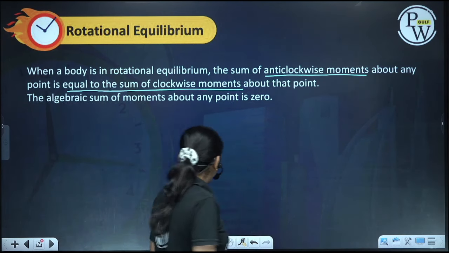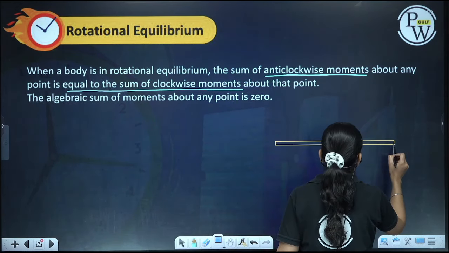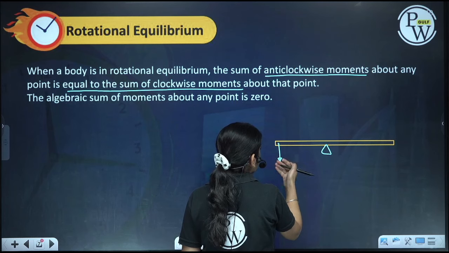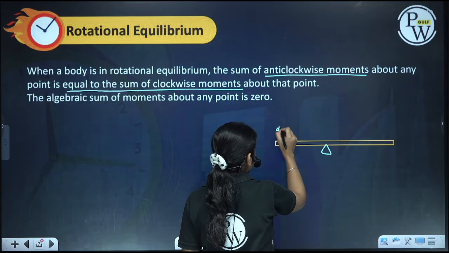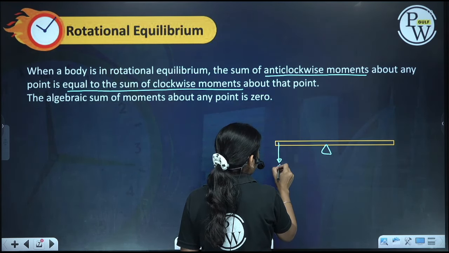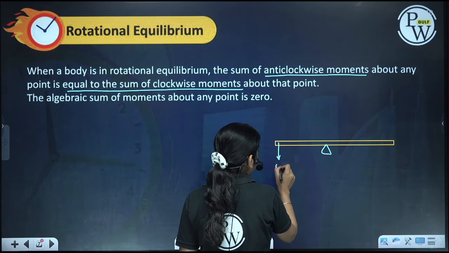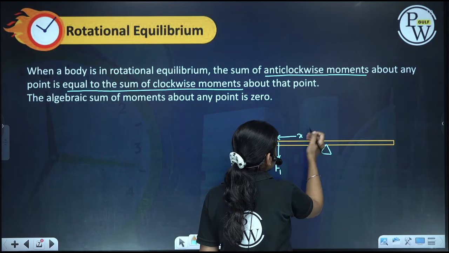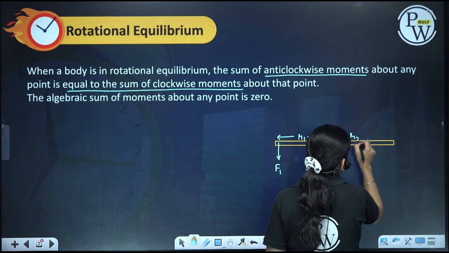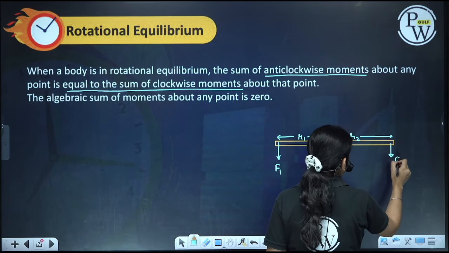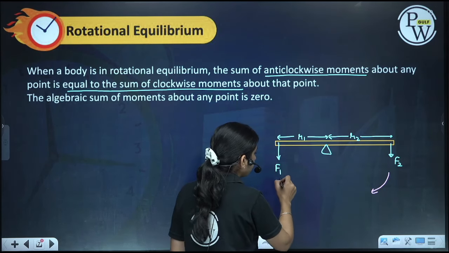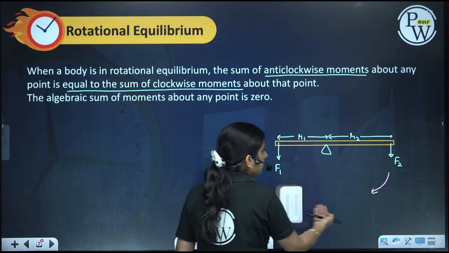So let us consider a lever system. We have a fulcrum and a force F1, let us apply it downwards if you are keeping mass. F1 is applied at this end and it is at a distance of R1 from the fulcrum, and at R2 distance from the fulcrum we have applied a force F2. Now F2 has a tendency to rotate it clockwise and F1 has a tendency to rotate it anti-clockwise.